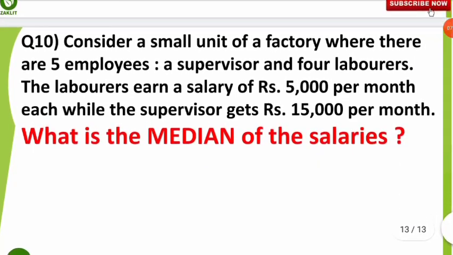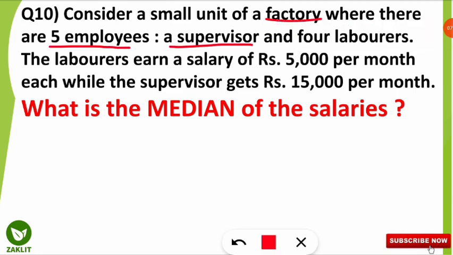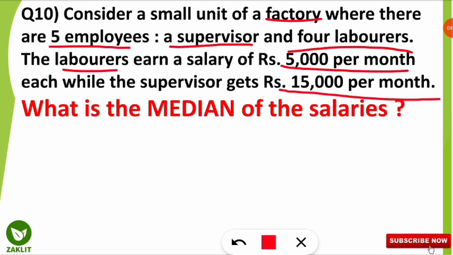The 10th question was a very simple statistical question. The question was, consider a small unit of factory where there are 5 employees, a supervisor and 4 laborers. The laborers earn a salary of rupees 5,000 per month, while the supervisor gets rupees 15,000 per month. So the question was, what is the median of the salary? So it is very simple.